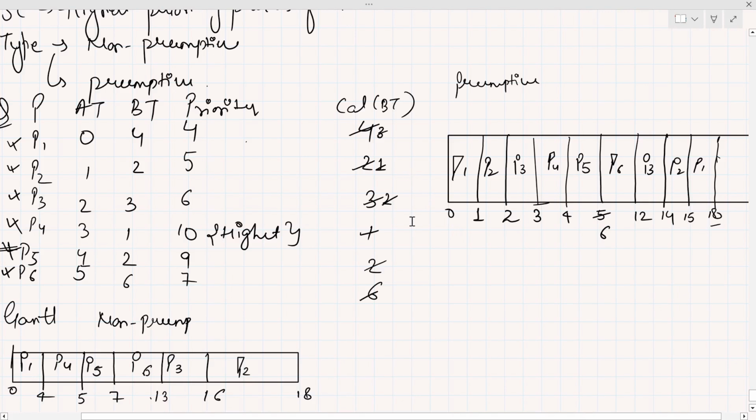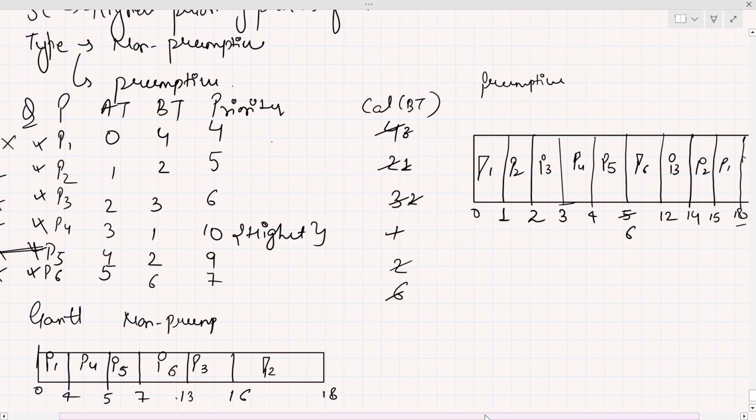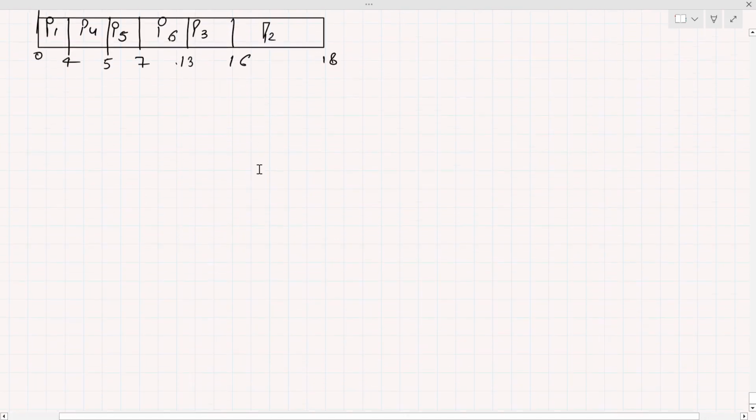Okay, so this is how a question of the priority based algorithm is solved. I hope it is clear to you how we solve this particular type of process; it is very easy to solve. We are going to solve one more question.